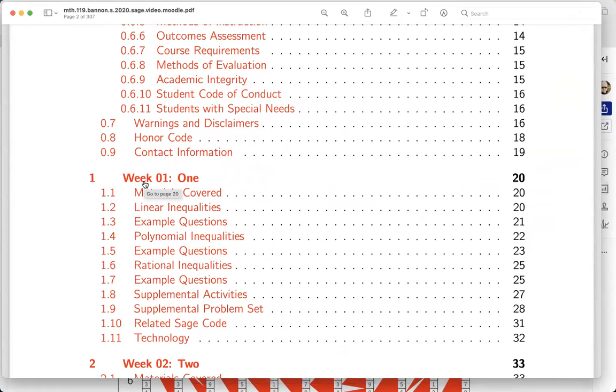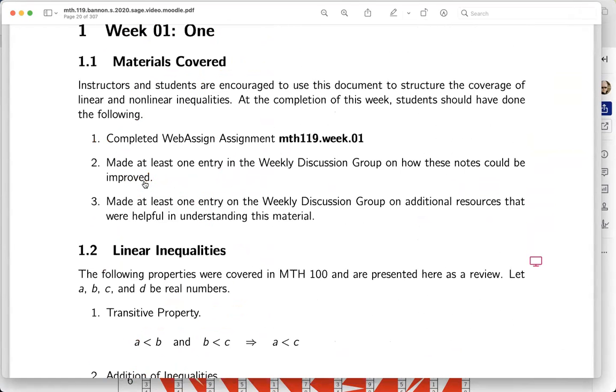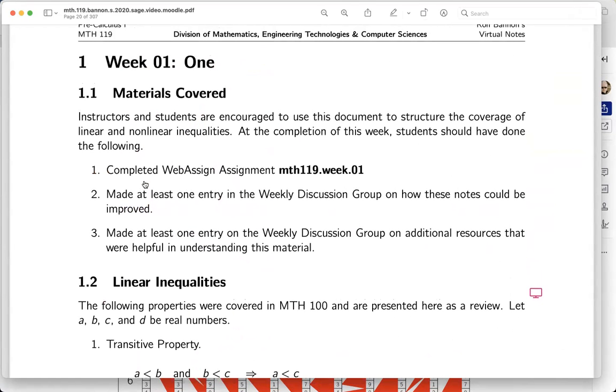Again, you need access to this document. This is week 1. You need this document. Let's click on it. It's a red link. It'll bring me right to week 1. What does it say? We're going to cover materials.